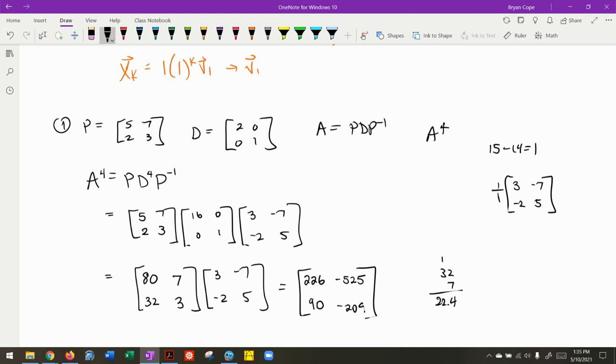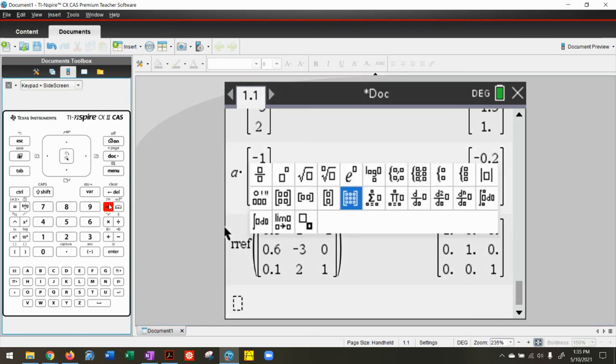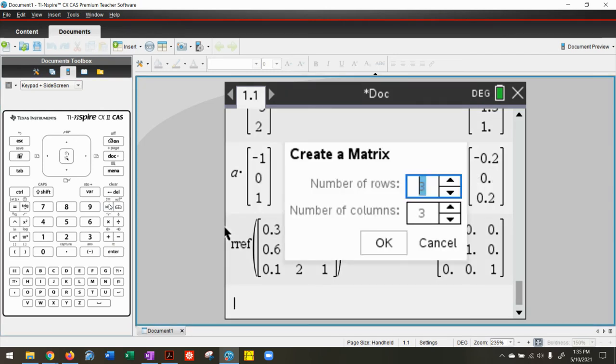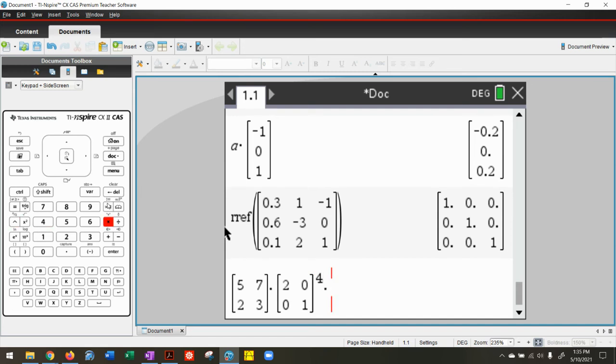Let's go to the calculator and see if I did that right. We're trying to use a theorem from the section to do something that we could basically do very quickly with a calculator. So 5, 7, 2, 3 times D, 2, 0, 0, 1 raised to the 4th, times P inverse.